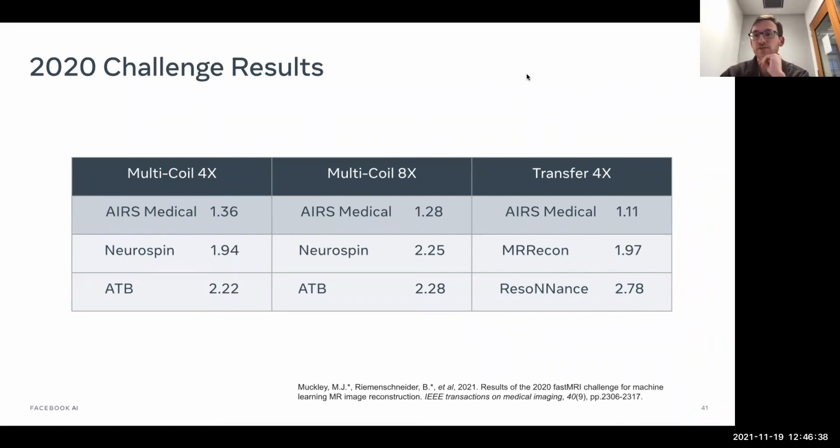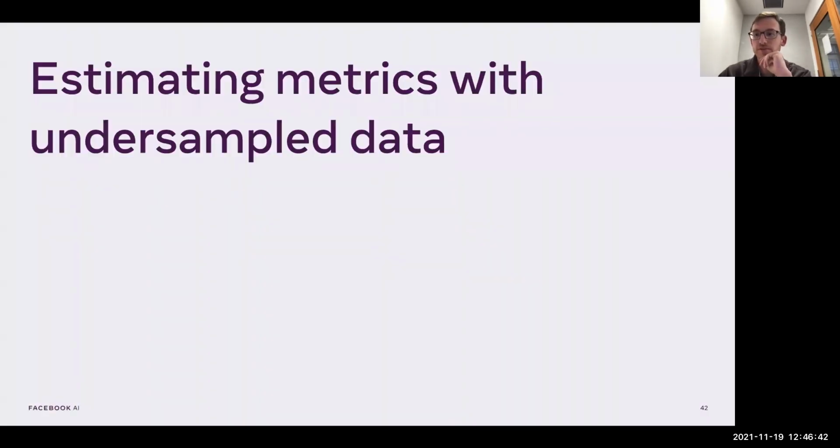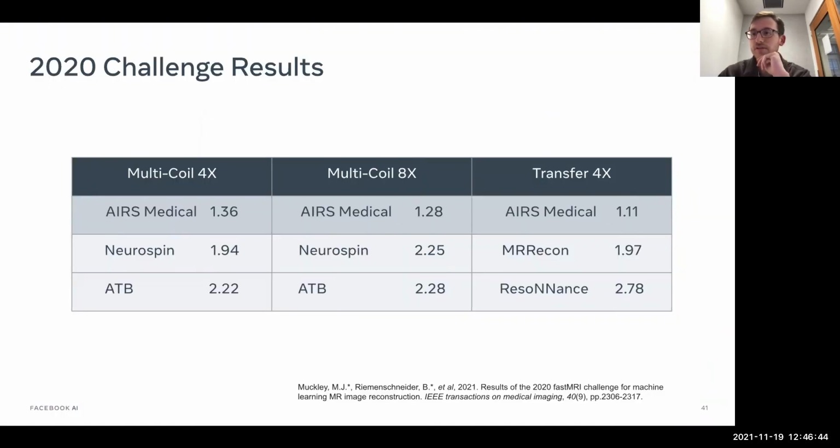Yeah, and that's the 2020 challenge result. Any other questions on this before I move on to some ongoing work with undersampled data?